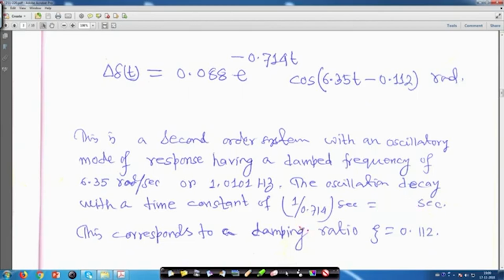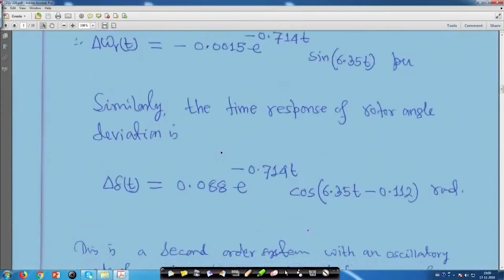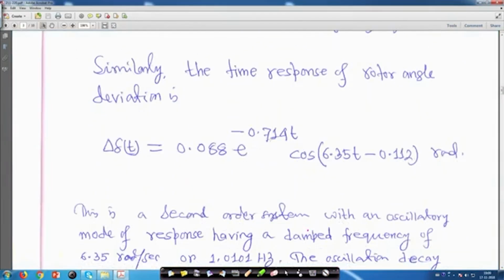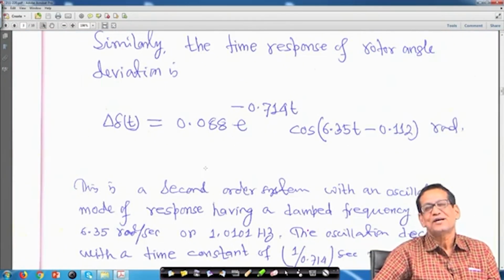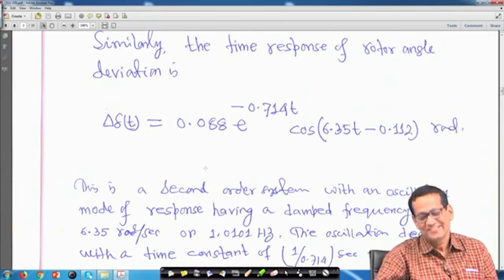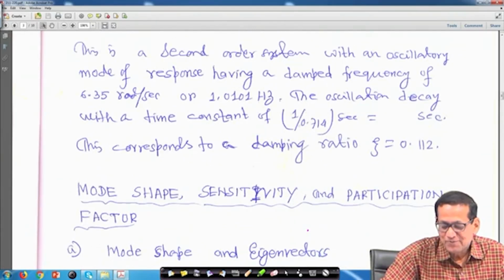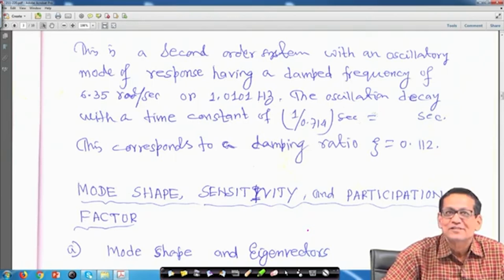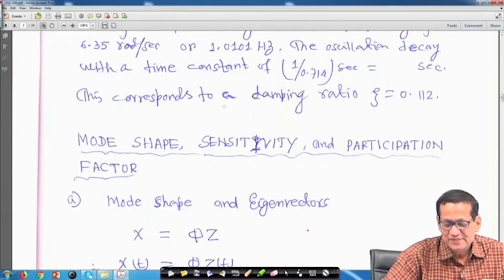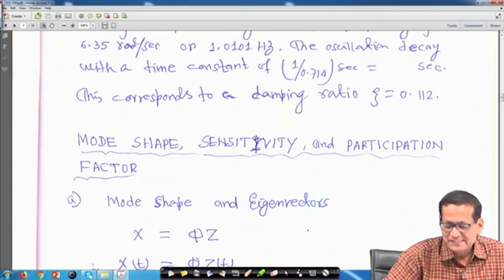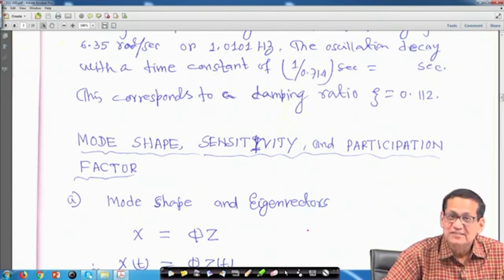So, just hold on. From this you can find out the time constant. You know that it is e to the power minus t upon tau. So it is 1 upon 0.714, whatever it comes. Next is mode shape sensitivity. This is an example; I will take some other example. Mode shape, sensitivity and participation factor.